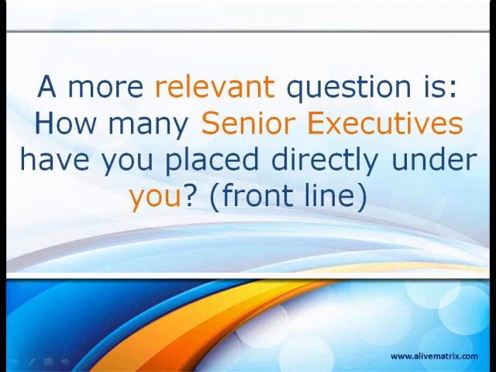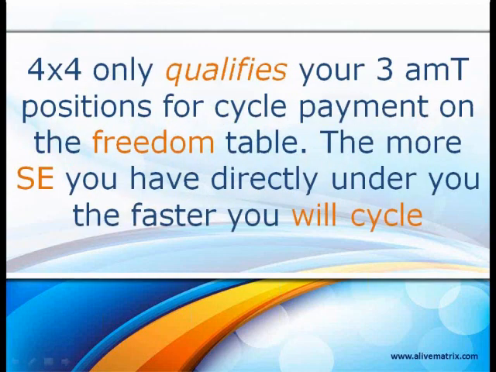This is not a binary system or a forced matrix system or a unilevel system. This is a little bit different. The only thing that counts is how many people you are helping directly, not the size of your downline. And when you achieve your 4 people and you help them to find their 4, this basically only qualifies your 3 AMT positions for cycle payments on the Freedom table.